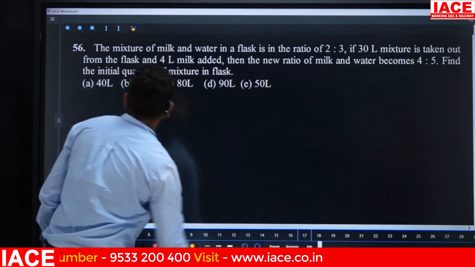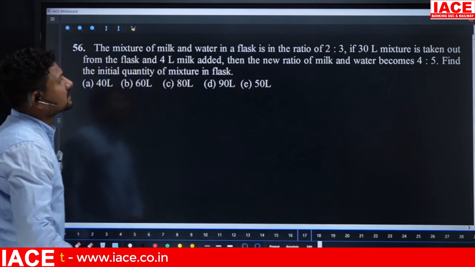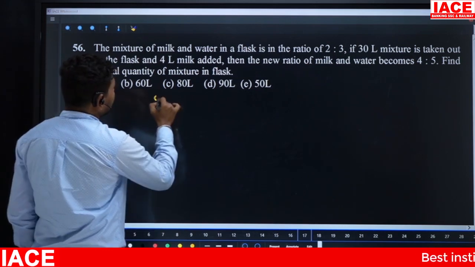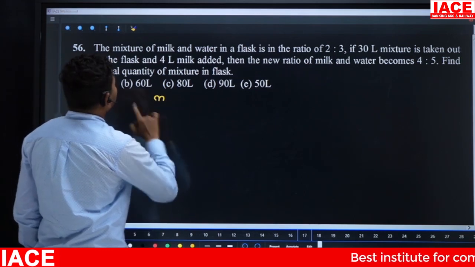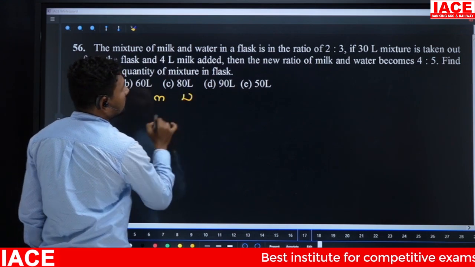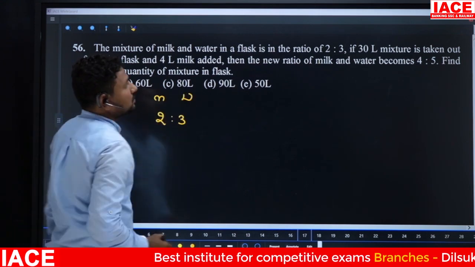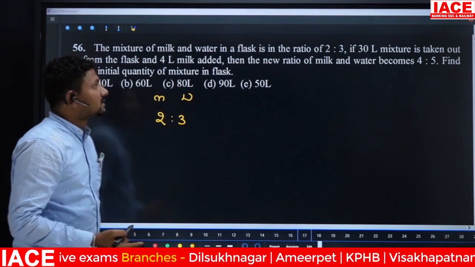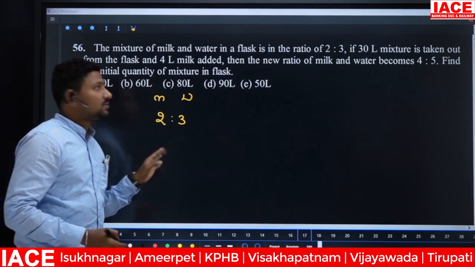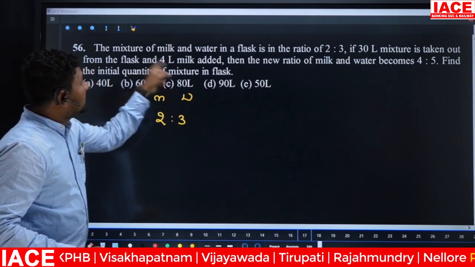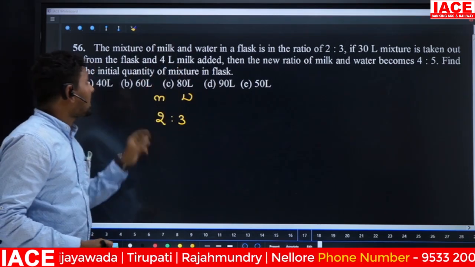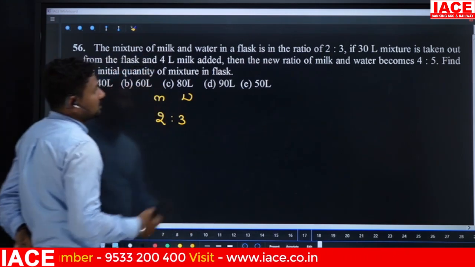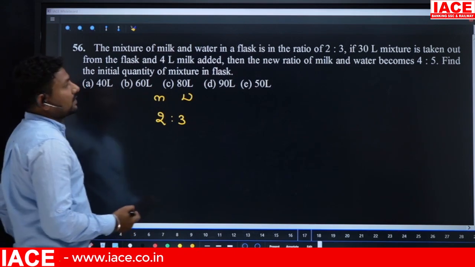And next, the mixture of milk and water in a flask is in the ratio 2:3. If 30 liters of the mixture was taken out, after removing the 30 liters also, the ratio should remain 2:3. We should remember that. Then 4 liters of milk is added to the flask. Extra milk, we are adding 4 liters. Then the new ratio of milk and water becomes 4:5. Find the initial quantity of the mixture.